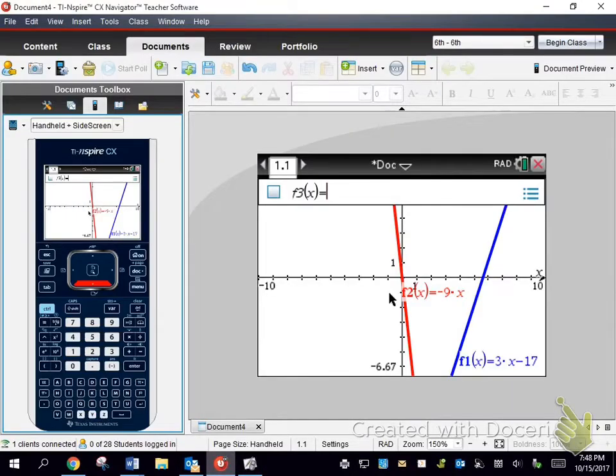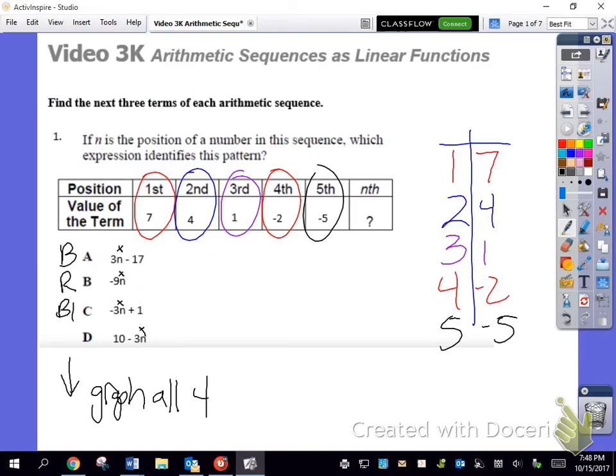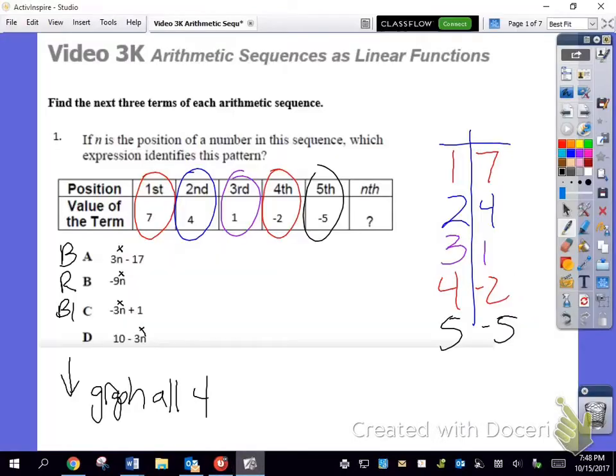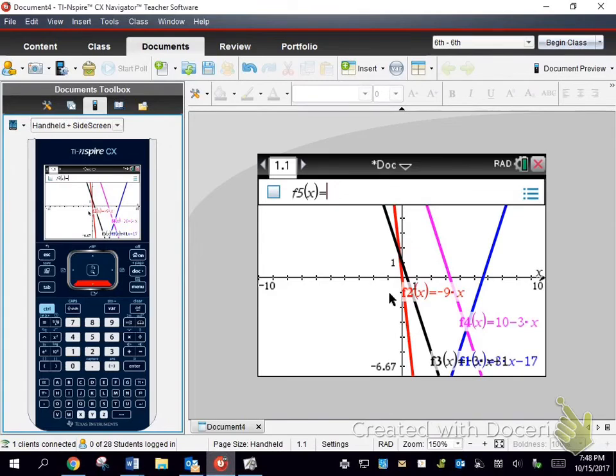The next one is -3x plus 1. Hit the down arrow button, that is black. And then the next one is 10 minus 3n, or 3x, can't use the n. Now, that's pink, all right? Once you get the pink one, hit enter, and there's your graphs. That tab bar is gone. You're going to hit Control T.